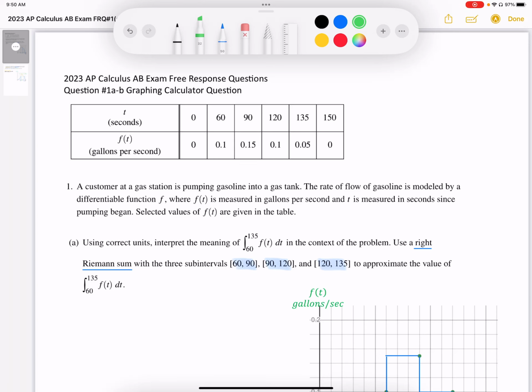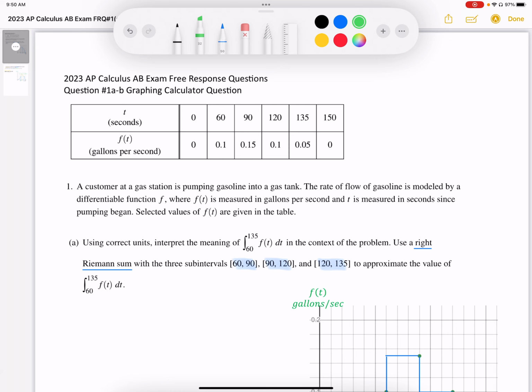This series of videos are the full solutions to the free response section on the 2023 AP Calculus AB exam. Questions number 1 and 2 represent the graphing calculator questions, so we will need a graphing calculator to solve these ones. Question number 1 gives a table.